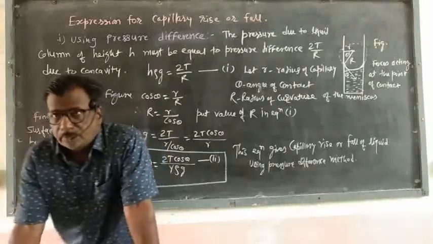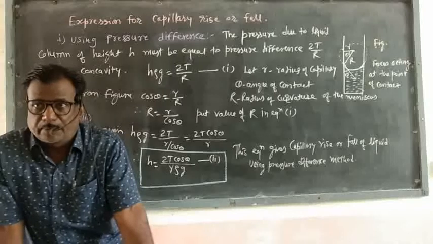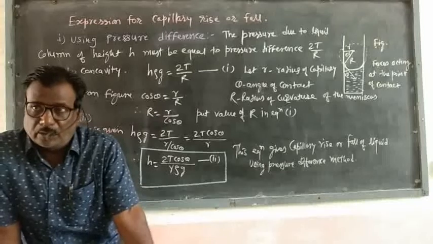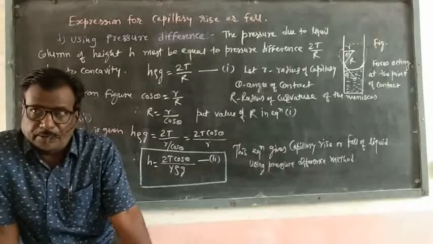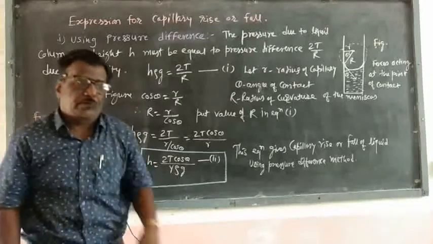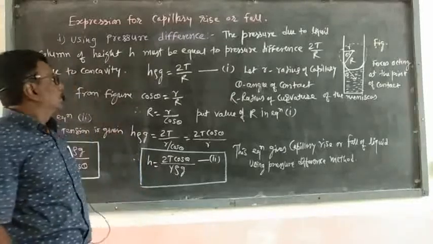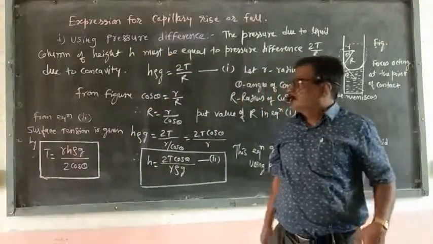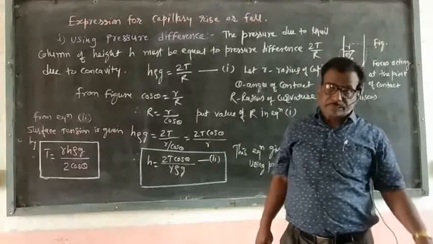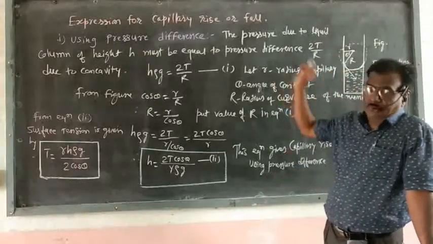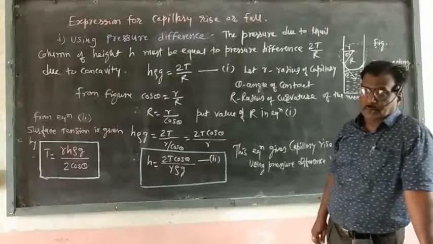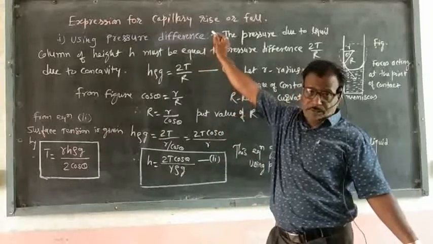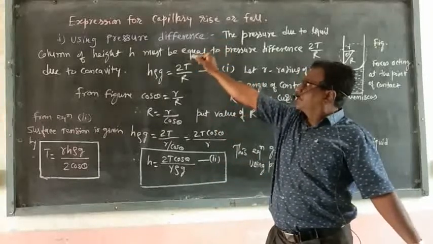In the last video, we saw the explanation of capillary action, that is capillary fall or capillary drop of the liquid. Now in today's video, we see the next article, that is the expression for capillary rise or fall of liquid. For that, there are two methods. The first method is using pressure difference and the second method is using force. Now we find out using the first method, that is using pressure difference.